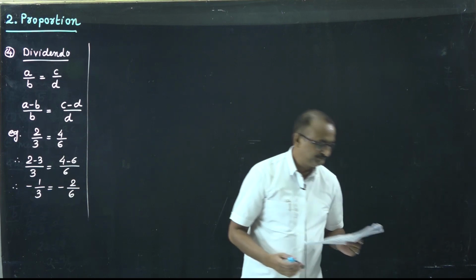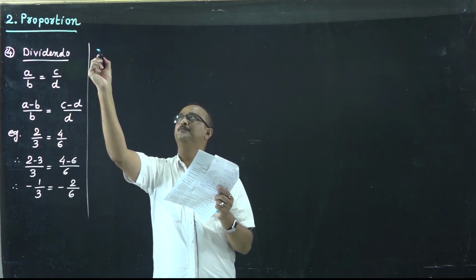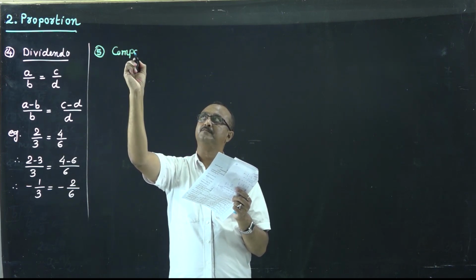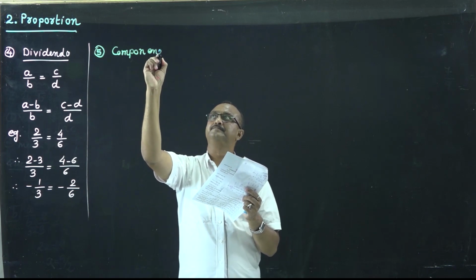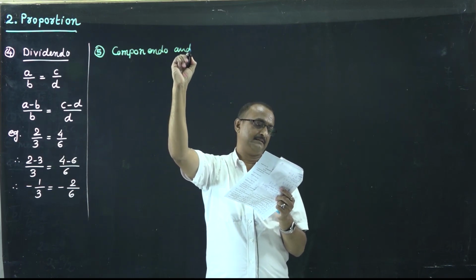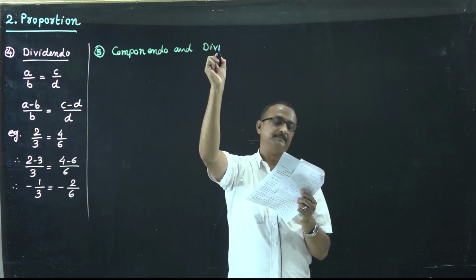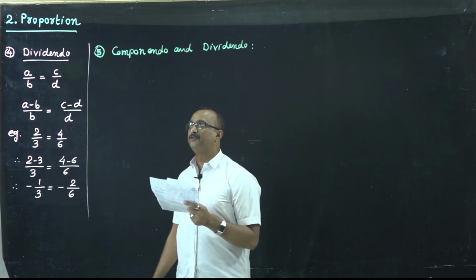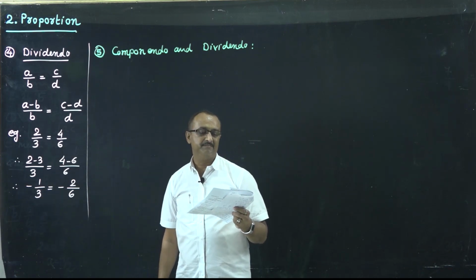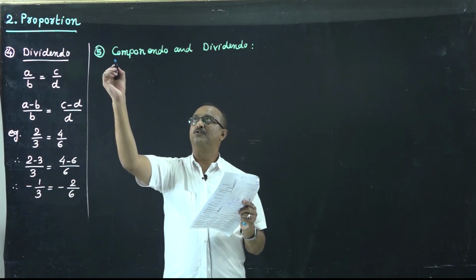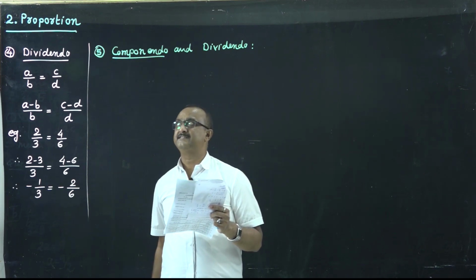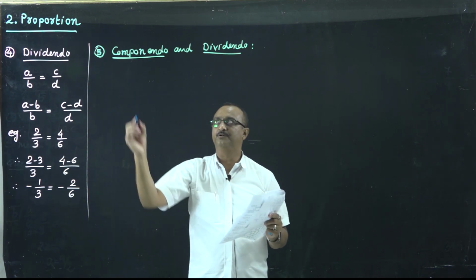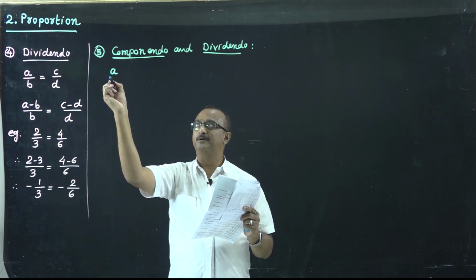Number 5, property number 5, componendo and dividendo. Componendo and dividendo means combo of property number 3 and 4. Componendo we learned in property number 3, and dividendo we learned in property number 4. Now we have to combine both the properties.